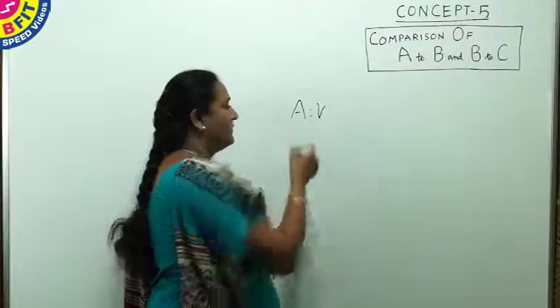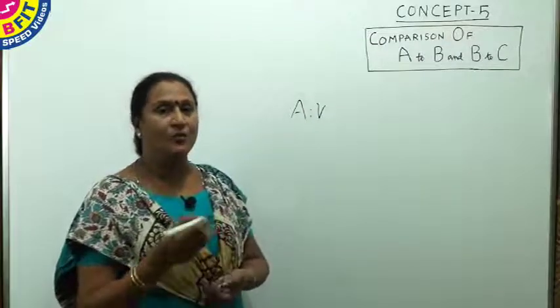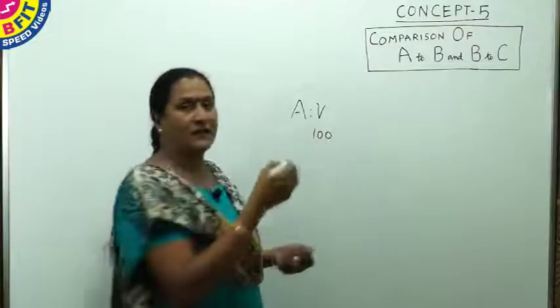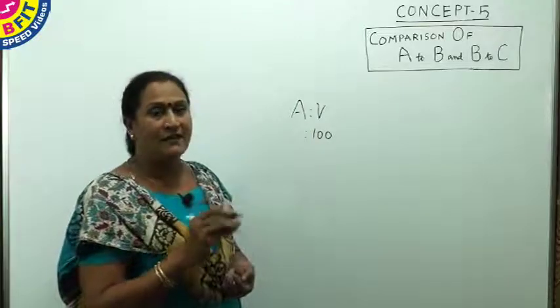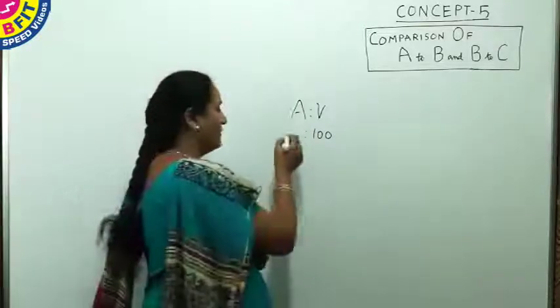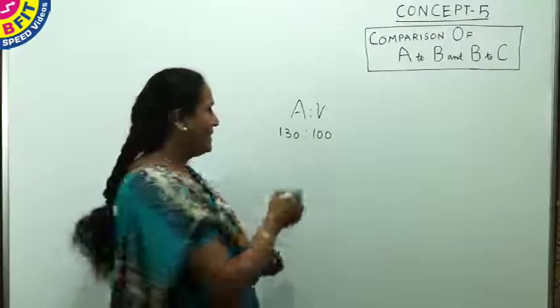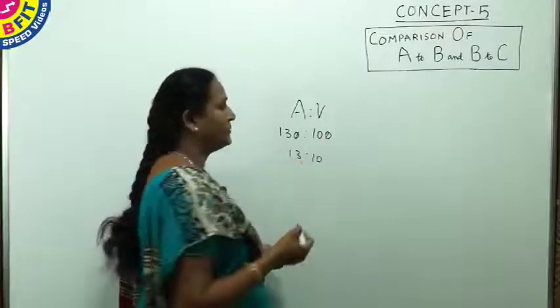So the comparison between Aman and Vimal. Aman's expense is 30% more than Vimal. So the base here is Vimal's expense, so take that as 100. And A's value is 30% more than Vimal, so add it to 100, so 130. And we can get the ratio after cancelling these zeros, 13:10.